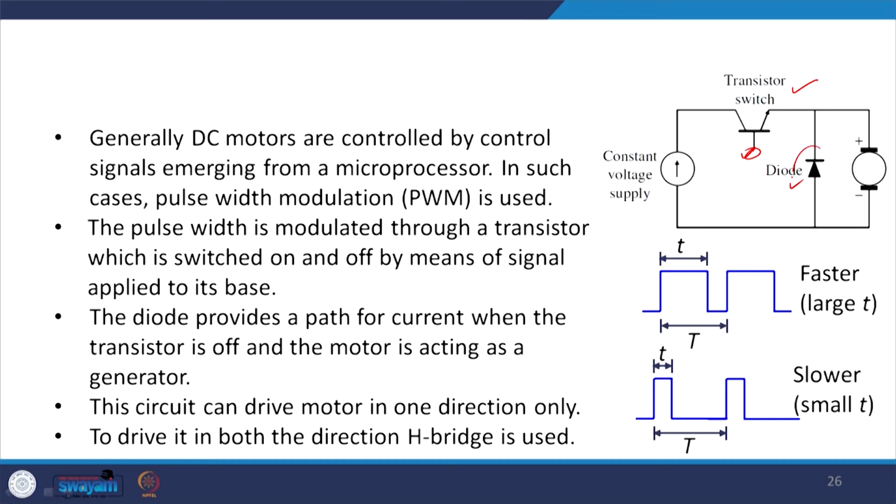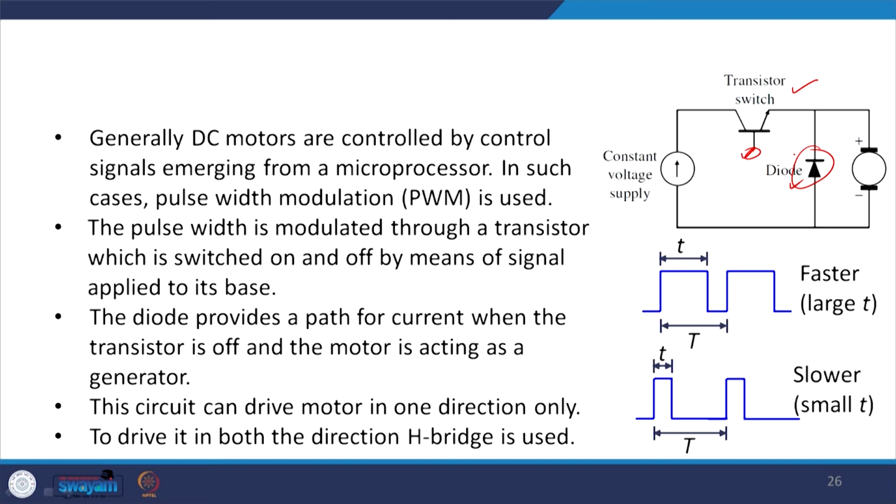And a diode is provided here which provides a path for current when the transistor is off and the motor is acting as a generator. So, in that case it provides a path for the current when the transistor is off. And this circuit can drive the motor in one direction only.